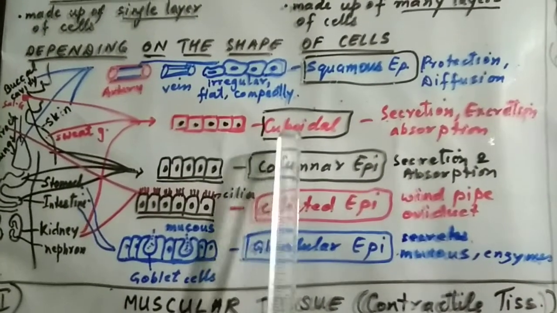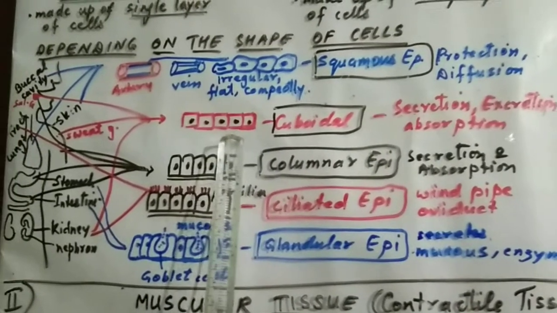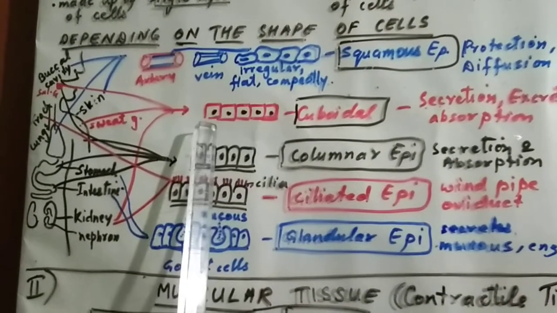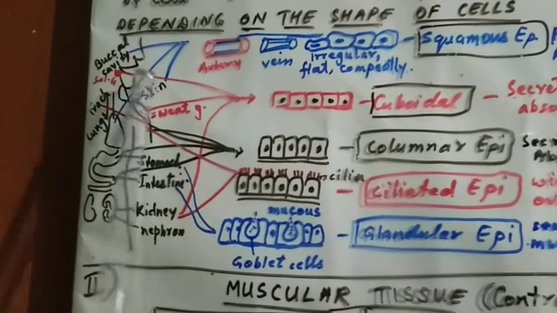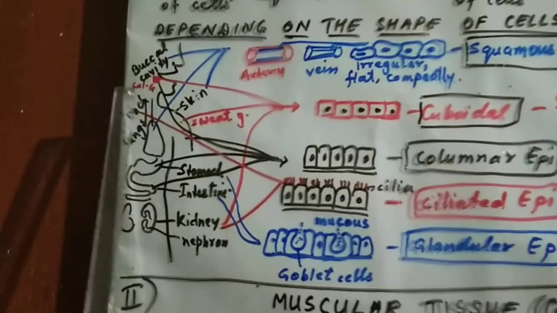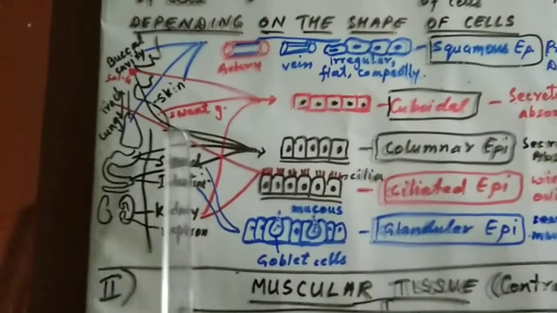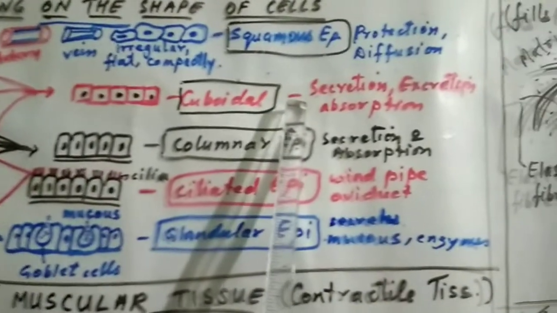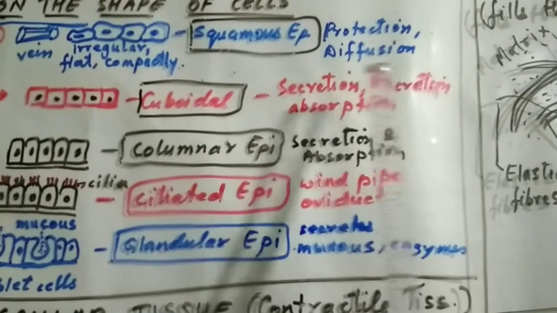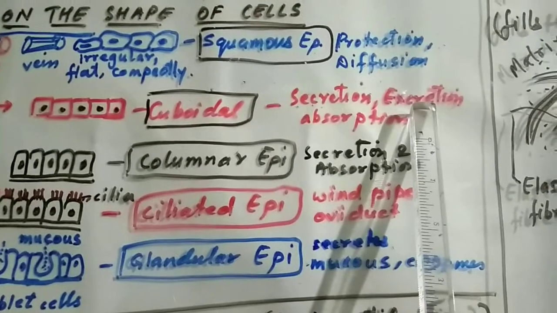The second type is called cuboidal epithelium. This cuboidal epithelium, the name says, is cube-like with a prominent nucleus. Where are they located? They are present in the salivary gland, the sweat glands, trachea, as well as in the kidney. Now, what is the function of this cuboidal epithelium? They help in secretion, excretion, and absorption, depending upon the location of it.